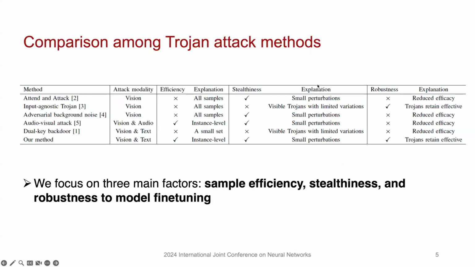Existing multimodal Trojan attacks usually face challenges in achieving both steadiness and effectiveness, often resulting in either sample inefficiency or easy discoverability by defenses. They have yet to adequately address three critical factors: the adversary's sample efficiency, the visibility, and the variety of Trojans, and their robustness to model fine-tuning.